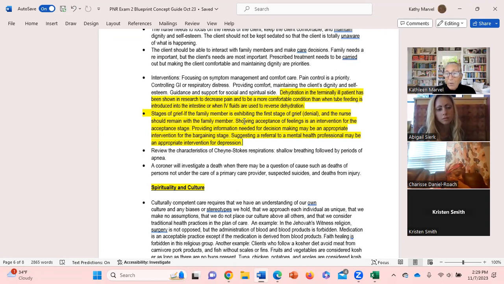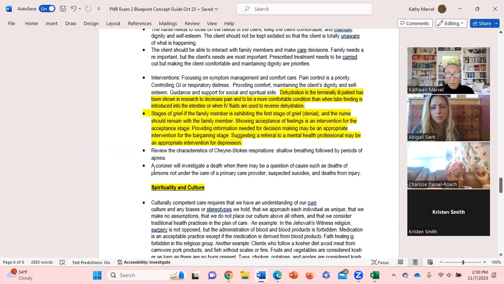We know the first stage of grief is denial, right? And at that point, what do we do? We remain with the client or family member, right? And then comes acceptance, right? So acceptance of your feelings is actually an intervention for the acceptance stage. And then you have your bargaining stage. Okay. And so on. So just be able to identify a behavior and what stage of grief that may be.